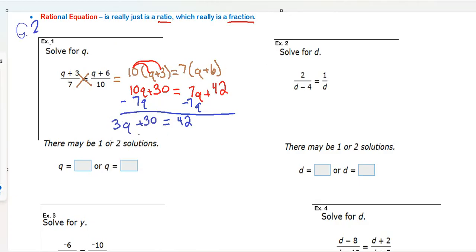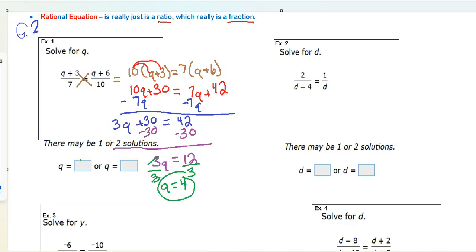Now we're going to subtract the 30 to get it over here on this side. And that's going to give us, this side will have 3q equals 12. We'll divide each side by 3, and these cancel out. So that's going to give us q equals 4. Now, some of these equations can give you two answers, and we will go through a couple of those together.